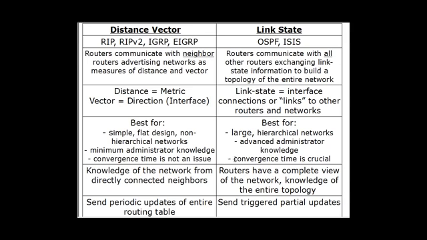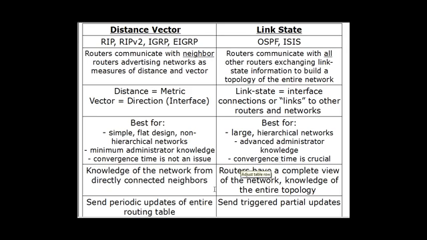So a converged network means that all the routers have the same information and know when a network is up or down. Okay, and how do they learn that? They learn that by communicating with each other. So when a network goes down, the routers need to communicate with each other and let them know that, hey, this network is down. And once everybody knows, then the network has converged.